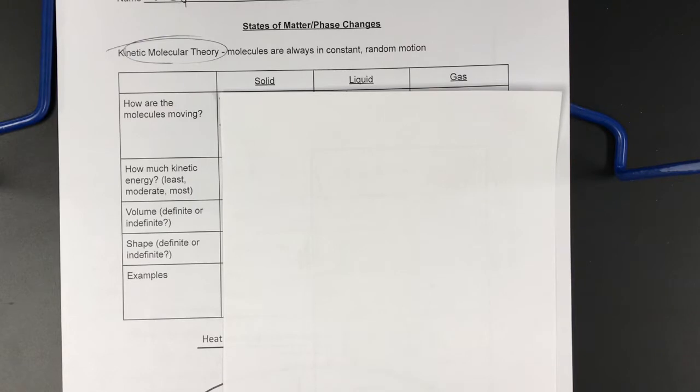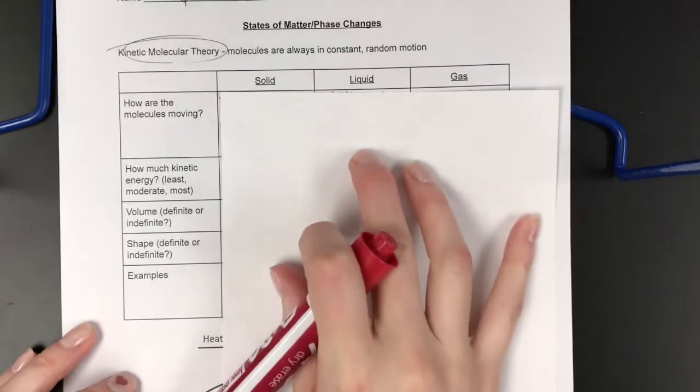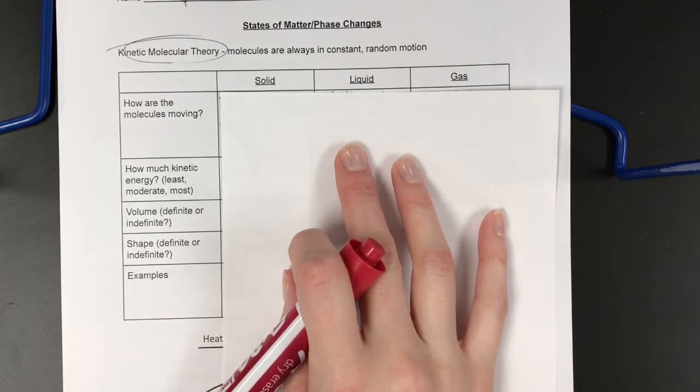A lot faster. These are our crazy, wild after-lunch kindergartners that are zoom, zoom, zoom all over the place. So solids, liquids, gases, how are they each moving? Describe that on your sheet before I show you mine, because I want you to think about it and write down what you think before you just copy mine.